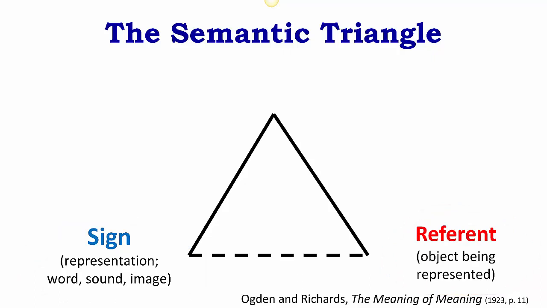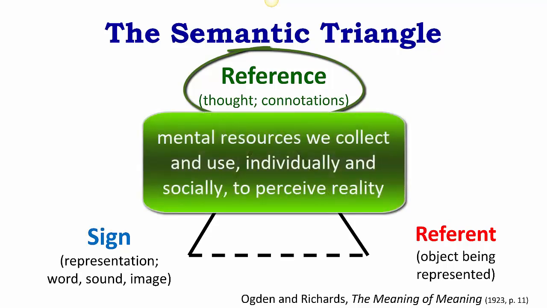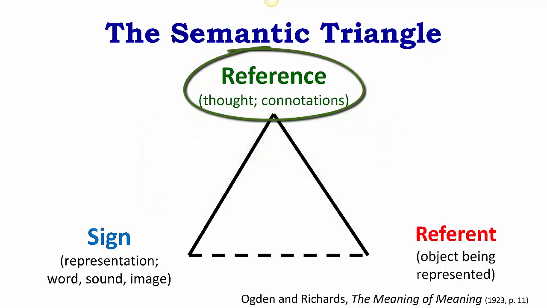And what makes both signs and referents make sense for us is what Ogden and Richards refer to as the reference. These are the things that exist in our minds, both individually as well as socially and culturally as a collective. The past knowledge and experiences, beliefs, values, priorities, all kinds of things that exist in our mind whenever we perceive and interpret things in our day-to-day lives. So the reference is going to be really important to help us understand the meaning that we attach to signs, how we share those meanings together with one another, and how we actually engage in conflict over what signs actually mean.